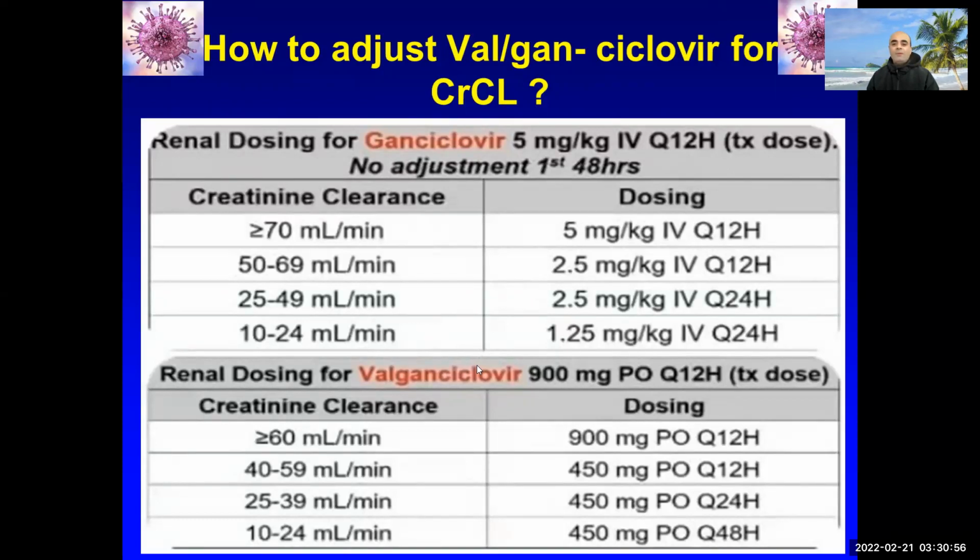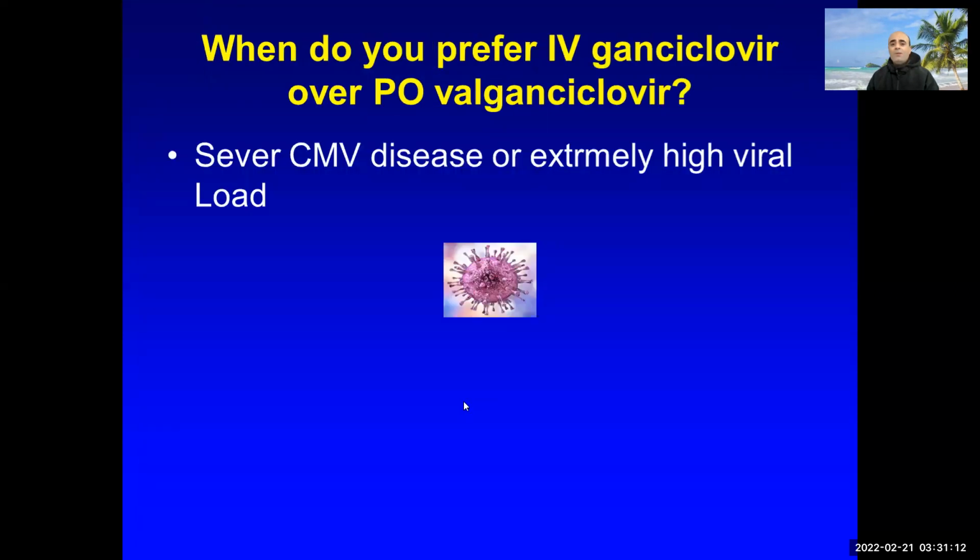How to adjust valganciclovir or ganciclovir according to creatinine clearance? IV ganciclovir is 5 milligram per kilogram every 12 hours, and this is dosed according to creatinine clearance. Valganciclovir is 900 every 12 hours, and this is the adjusted dose already. When do you prefer IV ganciclovir over oral, especially in patients with severe CMV invasive disease or extremely high viral load?